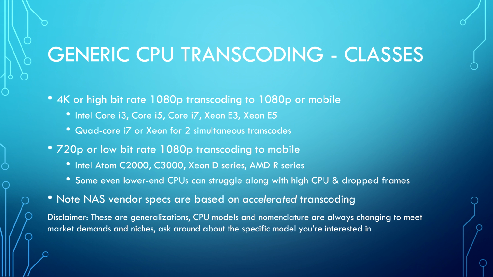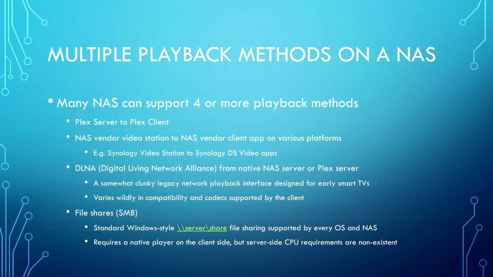And you'll find that there are some CPUs even lower end than these I list that can get along depending on what your content is, how high the resolution and the bit rate is. If you look at the specs from the NAS vendor on which units support transcoding 1080 or 4K or whatever, they are basing that statement on hardware accelerated transcoding.